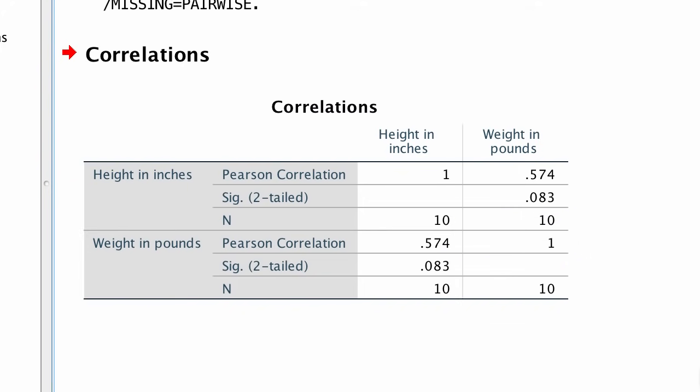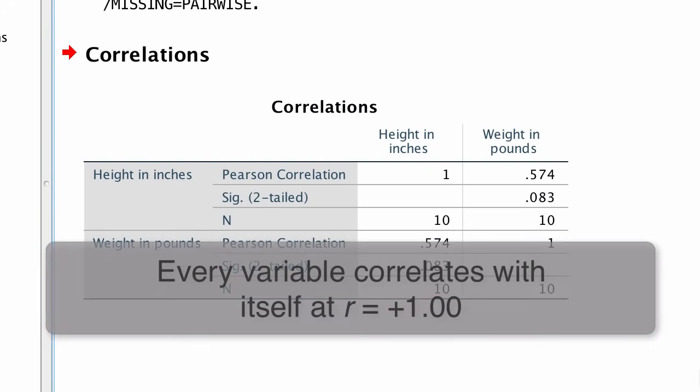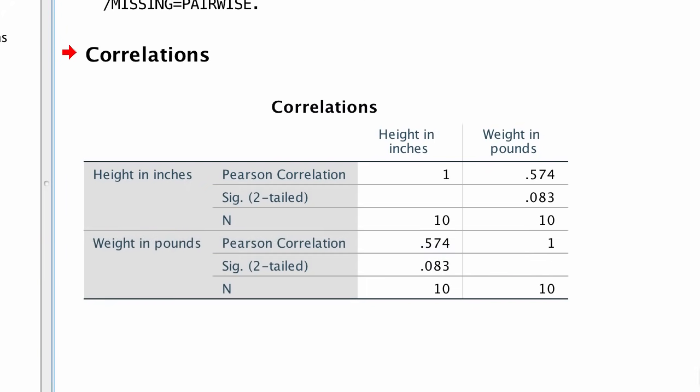SPSS will compare every combination of variables, including each variable and itself. Now these correlations are not very interesting because we already know that every variable will always correlate with itself at a +1, no matter the variable. The interesting correlations are in these off diagonals.